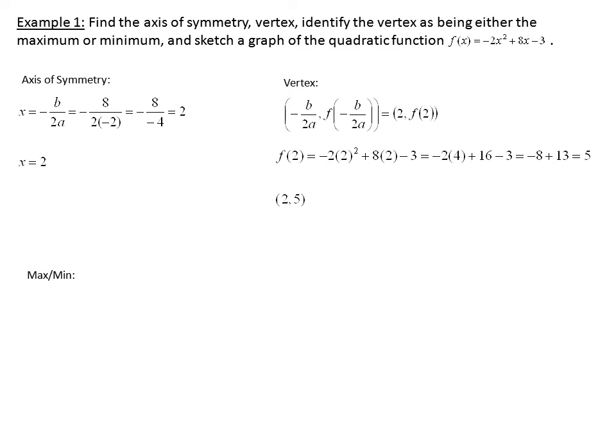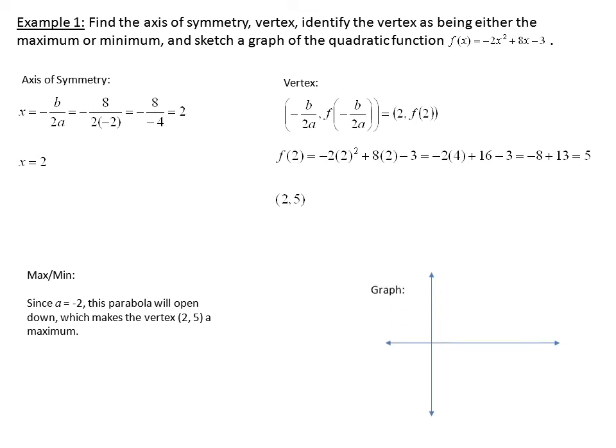Next, we can identify this vertex as being either a max or a min. Since our a value is negative 2, which is less than 0, that means our parabola will open down. And when the parabola opens down, the vertex, which is 2, 5 here, is going to be the highest point on the graph. So the vertex is our maximum. And finally, for a quick sketch of the graph, the first thing I'm going to do is plot the point 2, 5, which is our vertex. And then we know we have a parabola that opens down from there.